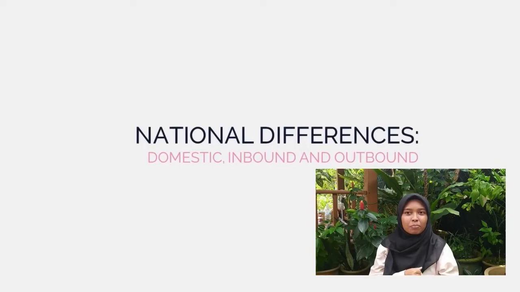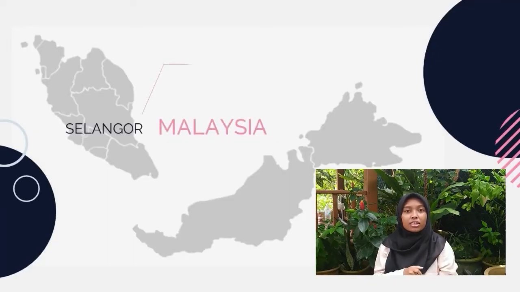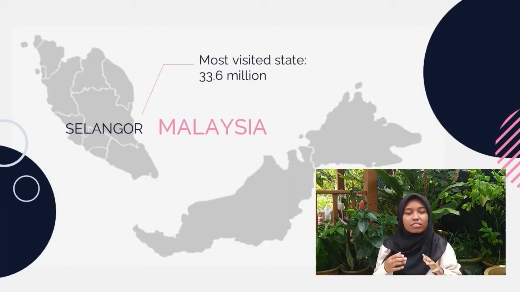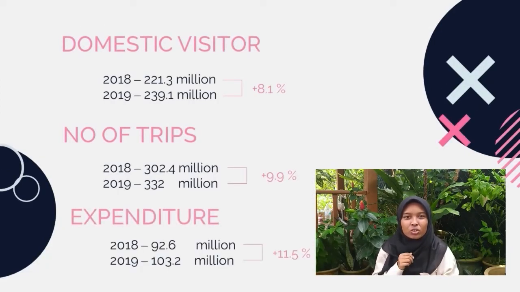Alright, next we're going to talk about national differences. We'll look at the national differences in inbound, outbound and domestic. First, we'll look at the domestic visitor. In Malaysia, Selangor is stated as the most visited state, which is 3.6 million people visiting Selangor. In 2019, it shows 239.1 million, an increase of about 8.1% in the number of visitors.